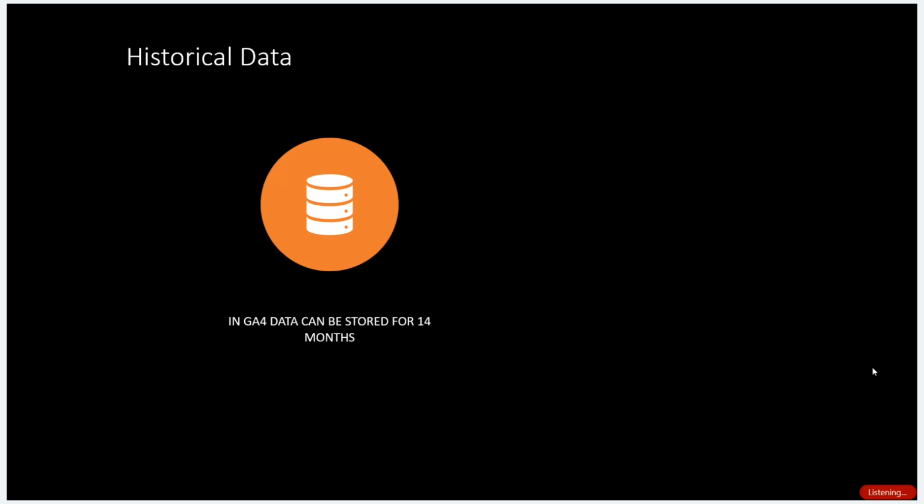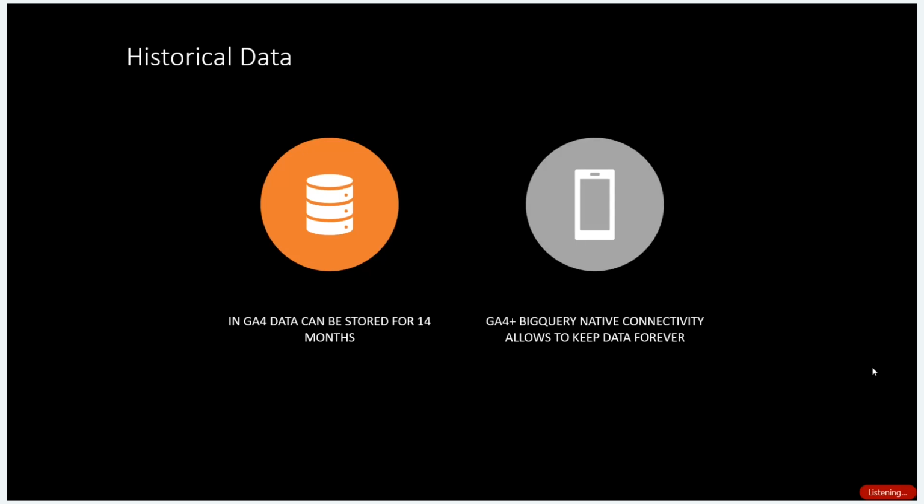You go look in exploration, you'll see that it's only for 2 months. You can change that setting to 14 months by going into the admin panel in data stream and changing the setting. Go ahead, do that. This is number one. Whenever you implement it, make sure you enable it for 14 months.